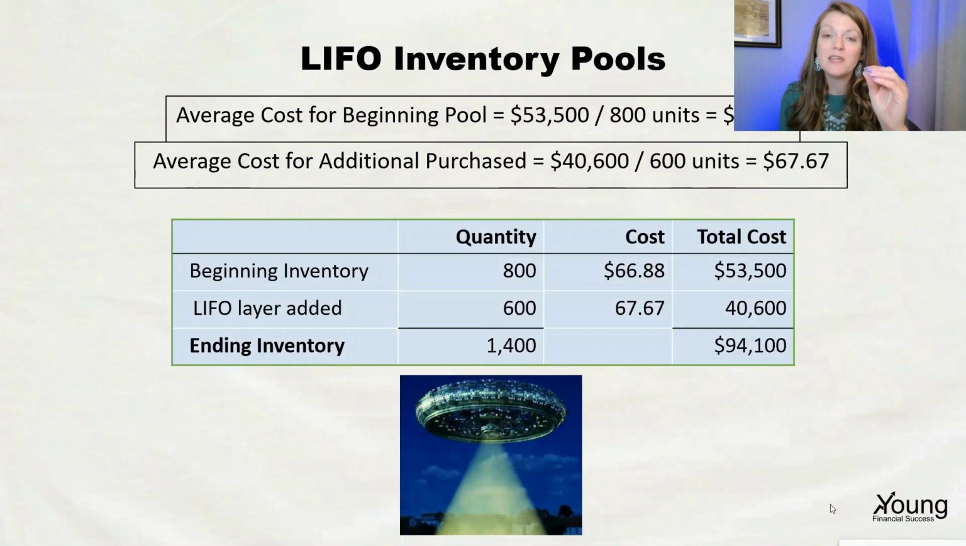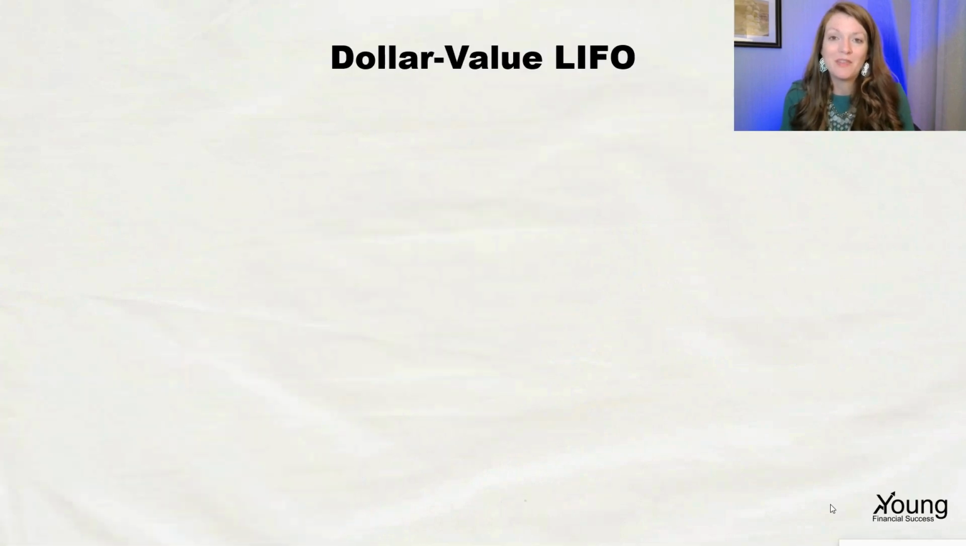We had the average for the beginning pool was $66.88, and then just slightly more, the average for the ones purchased in the pool were $67.67. So we now have a total, when we take our beginning inventory plus the LIFO layer that we added, we have a total of 1,400 units. And then we put in those averages that we figured out for the cost, and then we see our total is $94,100 for these different boards. So that's our LIFO inventory pool as we put those boards together.